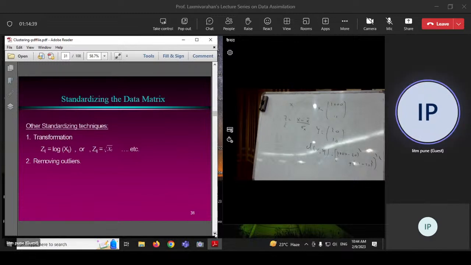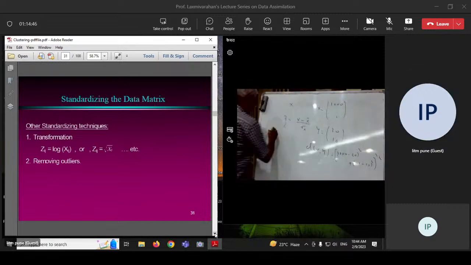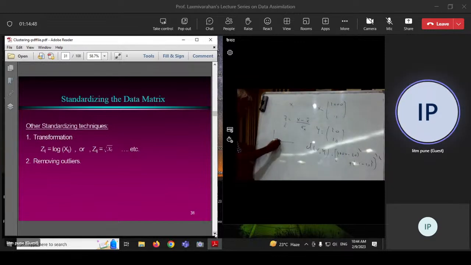Suppose the x values are positive, but I want to be able to map them into positive and negative. And you all know the logarithmic function. Logarithm of 1 is 0. Logarithm of a number between 0 and 1 is negative. The logarithmic function goes like that. So if this is x, this is log of x. The values between 0 and 1 are going to be negative.